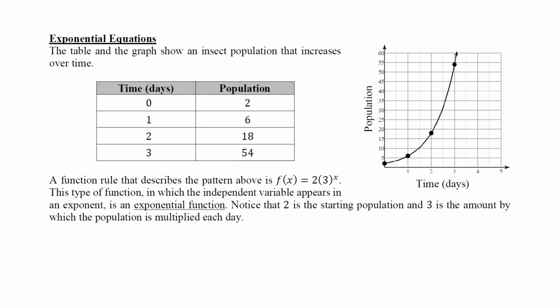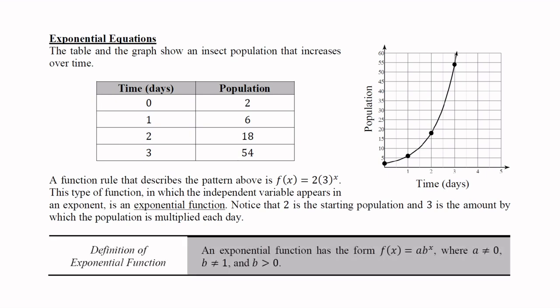From time 0 to the first day, we go from 2 to 6 by multiplying by 3. Then we multiply by 3 again to get to 18, and then we multiply by 3 again to get 54. So a function that has this relationship, where our y values are multiplied by the same value each time, gives us an exponential function.